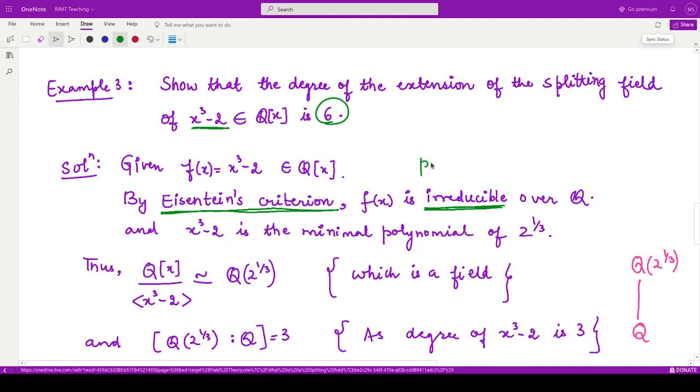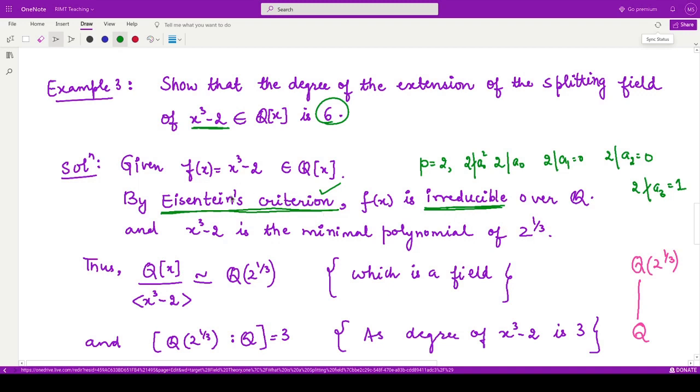then the given polynomial is an irreducible polynomial. Here the prime number is 2. This prime number 2 divides a naught, the constant term. It divides the first coefficient, which is 0. It divides the second coefficient, which is again 0, and it does not divide the coefficient of x cube, which is 1, right? And moreover 2 square does not divide a naught. So all the conditions of Eisenstein's criterion are fulfilled, therefore we say this is an irreducible polynomial.